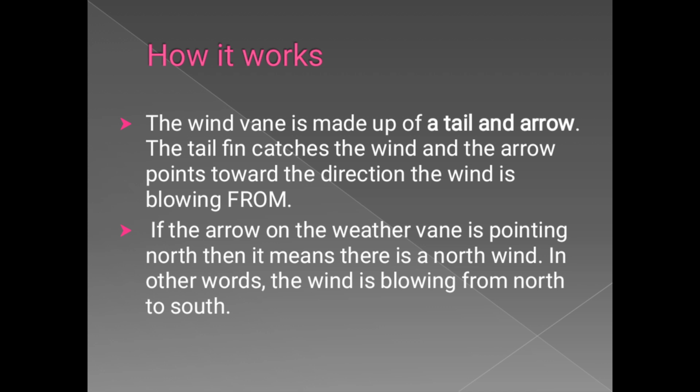Then I would like to present how the wind vane works. The wind vane is made up of a tail and an arrow. The tail fin catches the wind, and the arrow points toward the direction the wind is blowing from. If the arrow on the wind vane is pointing north, then it means there is a north wind. In other words, the wind is blowing from the north. Thank you.